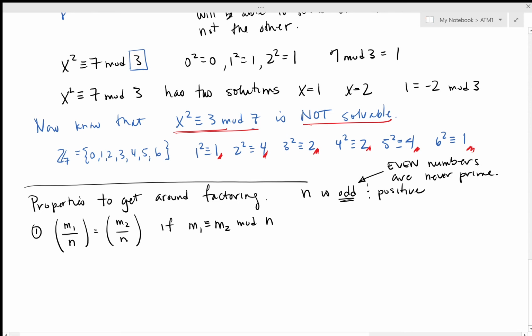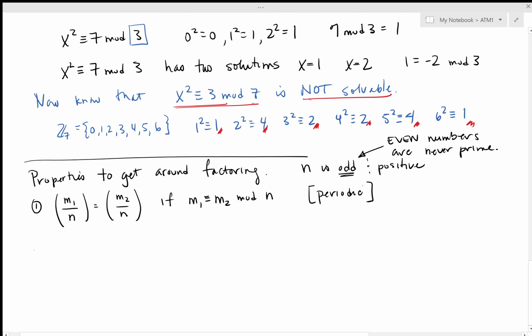This feature is that if M1 and M2 are congruent mod n, then they have the same Jacobi symbol. That is a feature that we call periodic. Basically we're moving from one equivalence class to the next. For example, if we're working mod 7, 2 and 9 are the same, and we can keep going like that. Those numbers all have the same Jacobi symbol.